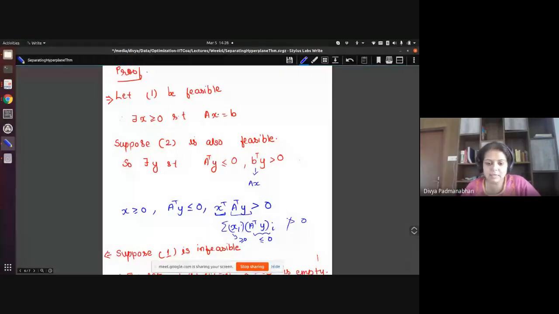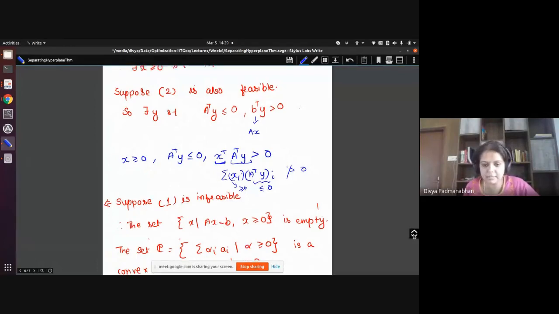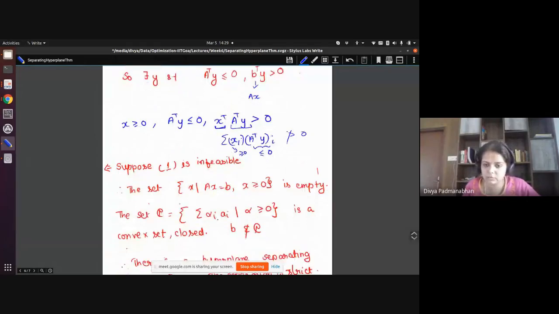So the set of x such that Ax equals b, x greater than or equal to 0, is an empty set. So what is it telling you? That b doesn't lie in the cone spanned by a1 to an. So b lies outside this set. This is the set of interest: the set of all non-negative combinations of the vectors a1 to an. It is a convex set and it's closed, and b does not lie in this set.